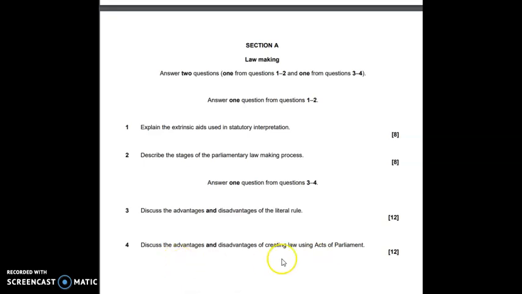So if you're talking about advantages of Acts of Parliament, you talk about the fact that it's respecting parliamentary sovereignty because it's a much more democratic approach to creating law than having unelected judges make it. The fact that it's written should hopefully mean that the law is more certain and more consistent, etc.